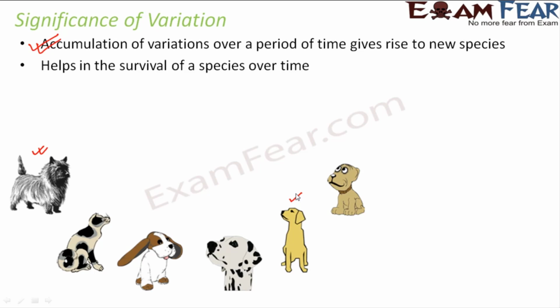Right? So at least some variety of dogs will be there. When some variety is there, the process of reproduction will keep on happening. As the process happens, again some new dogs will be produced. Again they will have some new variations, and gradually we will get new species of dogs. So that way it also helps in the survival of a species over time. It doesn't allow extinction of a species. Right? So that is the significance of variation.